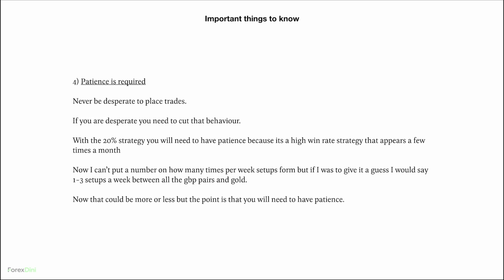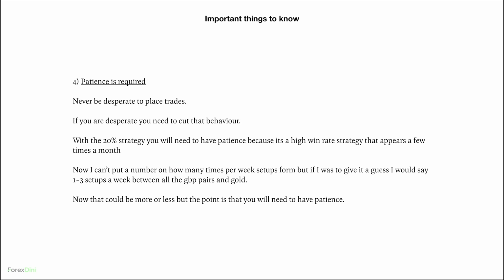Number 4, patience is required. Never be desperate to place trades. If you are desperate, you need to cut that behavior. With the 20% strategy, you will need to have patience because it's a high win rate strategy that appears a few times a month. Now, I can't put a number on how many times per week setups form, but if I was to give it a guess, I would say 1 to 3 setups a week between all the pound pairs and gold. Now, that could be more or less, but the point is that you need to have patience.